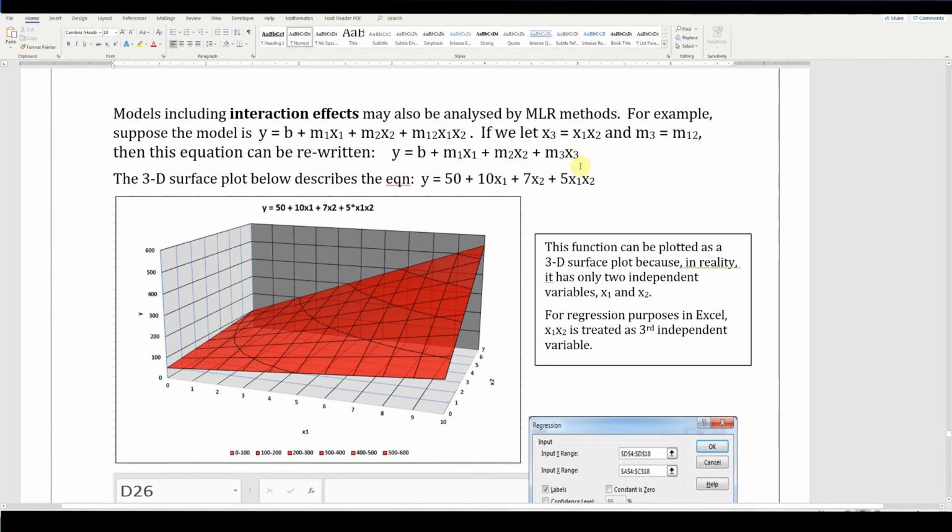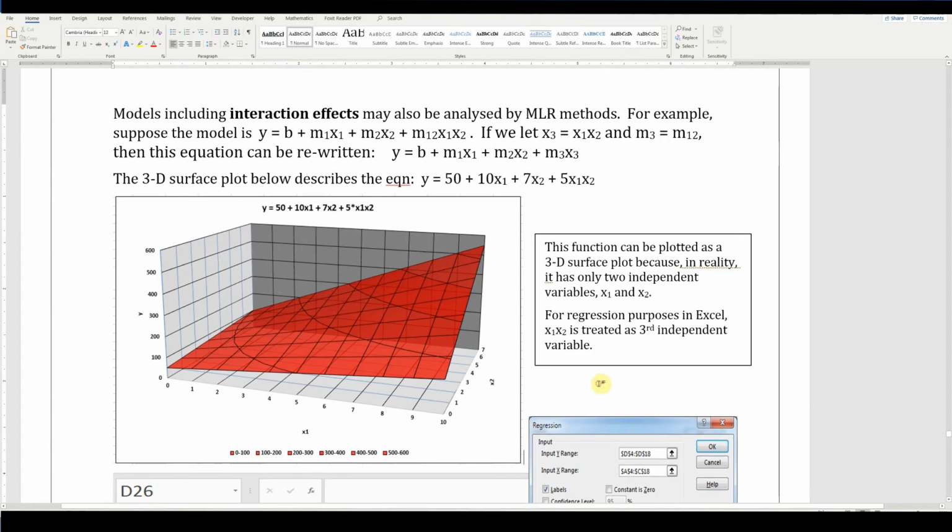Now, I plotted this as a surface plot in Excel because there are in fact just two independent variables, x1 and x2. So here is the value of y in response to an increase in x1 and an increase in the variable x2. So that shows it very clearly. It shows us that it is linear in both directions, and hence it is quite suitable for multiple linear regression.